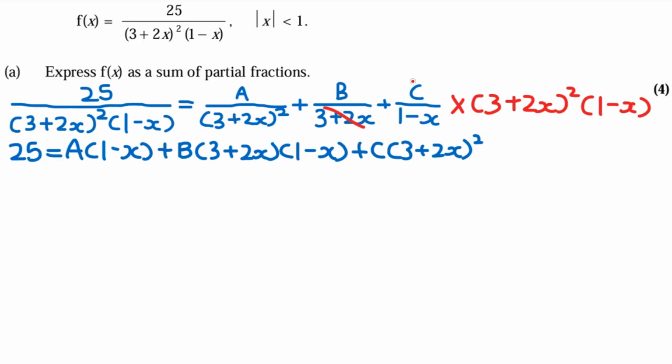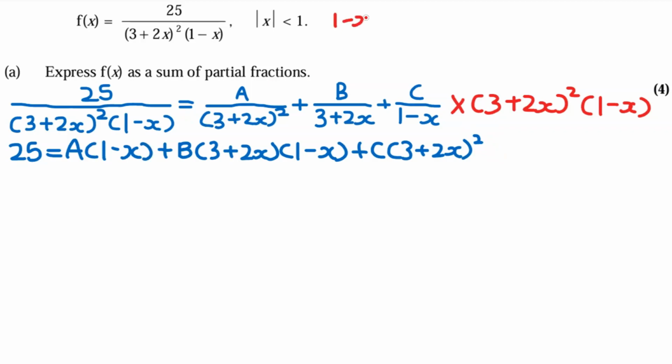This 3 plus 2x denominator is going to cancel out with one of the 3 plus 2x brackets here, because remember it's to the power of 2. So the power of 2 will go away, but we're still going to have one left over. So it's going to be b multiplied by 3 plus 2x multiplied by 1 minus x, like this here. And then this 1 minus x denominator is going to cancel out with the 1 minus x bracket and leave us with c multiplied by 3 plus 2x to the power of 2. Remember this power of 2 here. So now we're going to solve this equation for a, b and c using substitution. So let's focus on this bracket here first, this 1 minus x.